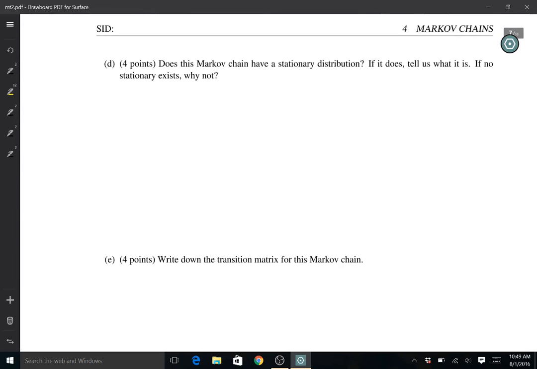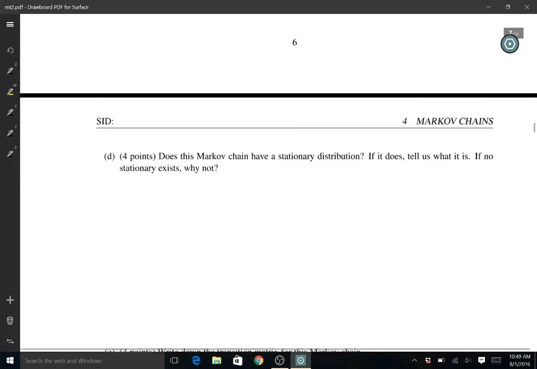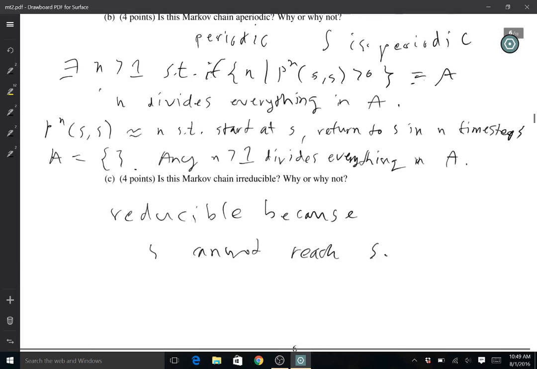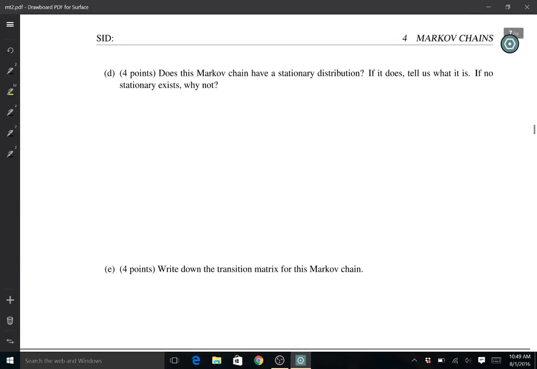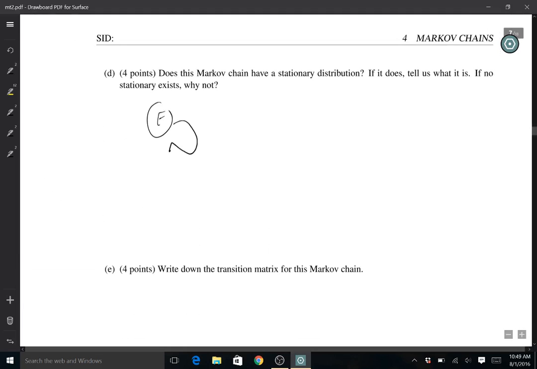And does this Markov chain have a stationary distribution? Usually to find a stationary distribution, you need to solve balance equations or something like that. But for this one, you can just look at F. The stationary distribution is stat dist equals (x, y, z) such that (x, y, z) P is equal to (x, y, z).